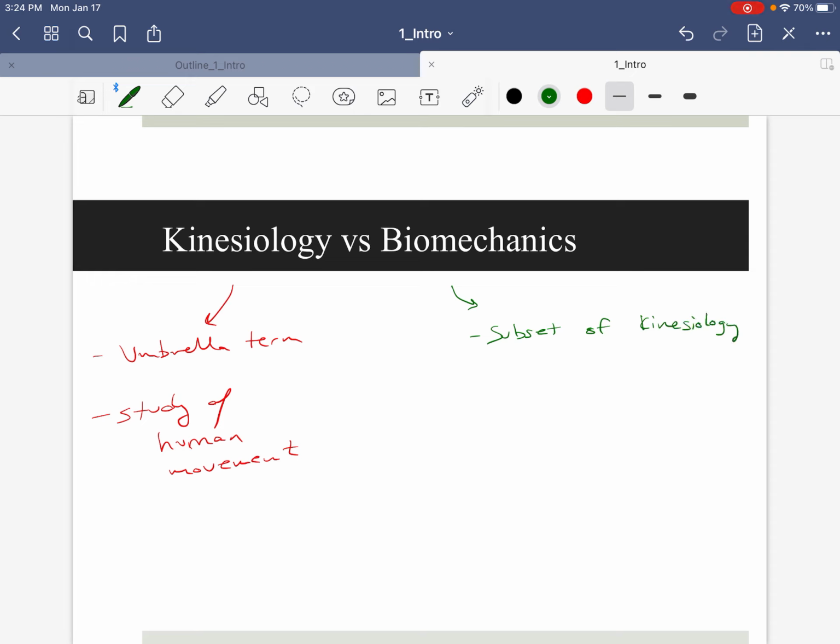And if I was going to talk about biomechanics specifically, it's really the mechanics of movement, hence the name, mechanics of movement. And it tends to be more quantitative. And we know what that means, right? Make sure I spell it right. Quantitative. Quantitative means we assign a value. We assign a number.